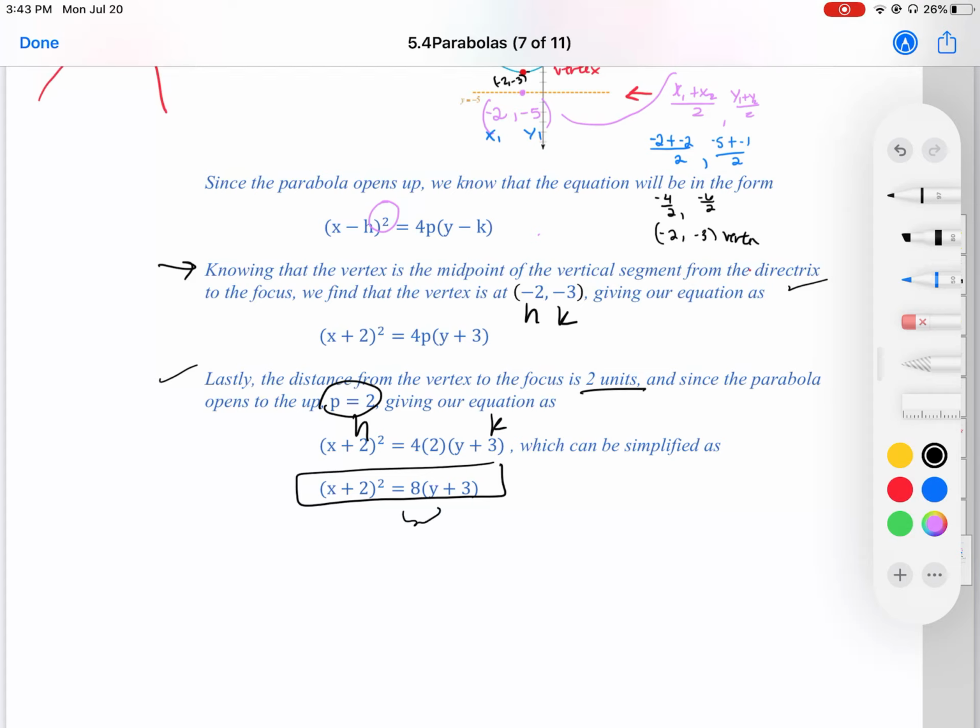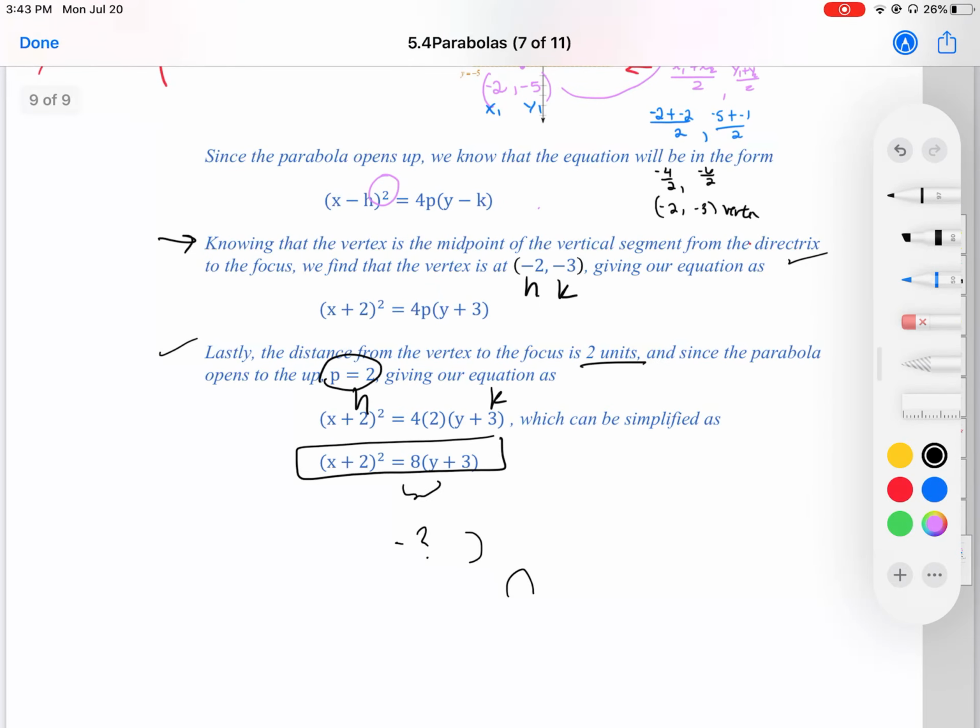How do you know when this one's negative? Well, it's negative if it opens left or opens down. In this case, it opened up, so it was forced to be positive. So we have a +8.